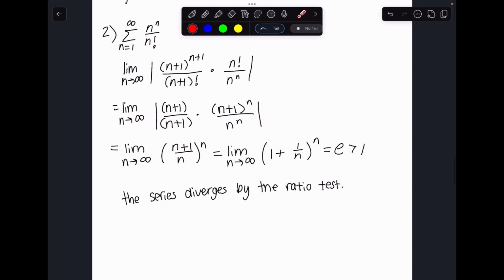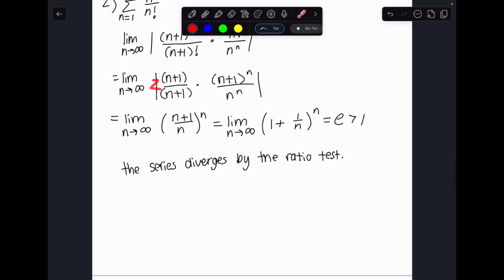Well, I have different base, same exponent of n, so I can actually rewrite that as n plus 1 over n, to the nth power. At this point, I'm dropping the absolute value because everything is positive here. Just a note, always start writing the absolute value if you're doing ratio or root test. You can drop them if everything inside of the absolute value is positive anyways. So I could have dropped them here, I just didn't.